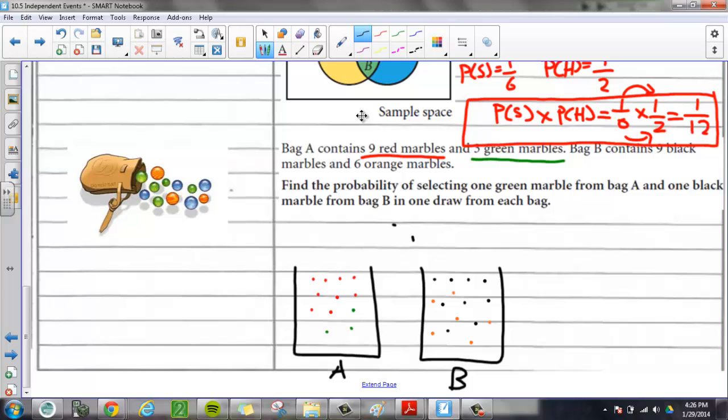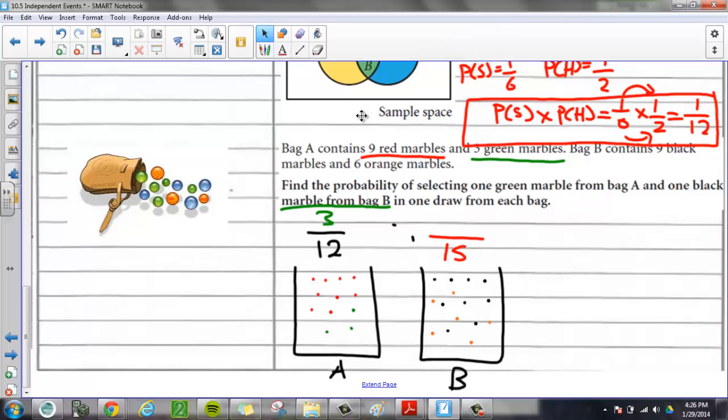Find the probability of selecting 1 green marble from bag A. Well, I've got to figure out how many marbles are in there. There's 9 red and 3 green, so altogether there are 12 marbles. And how many of those marbles are green? Well, there are 3. So the probability of getting a green marble is 3 over 12. Then we need the probability for bag B. We have 9 black marbles and 6 orange marbles, so altogether you have 15 marbles. And how many of them are black? Well, there are 9.